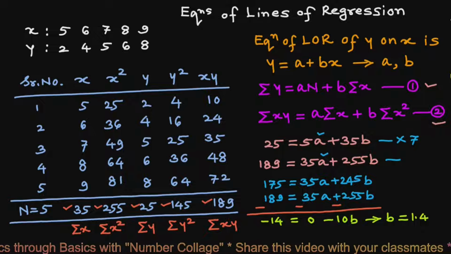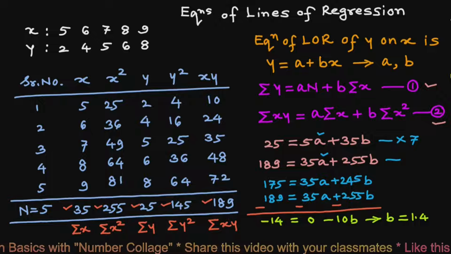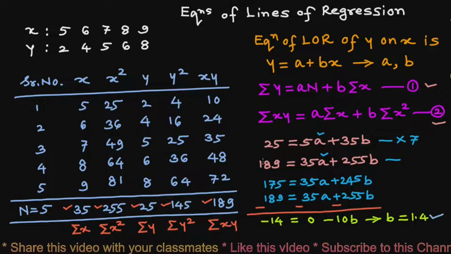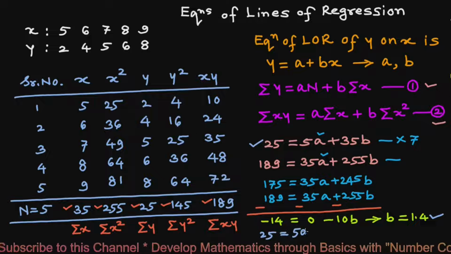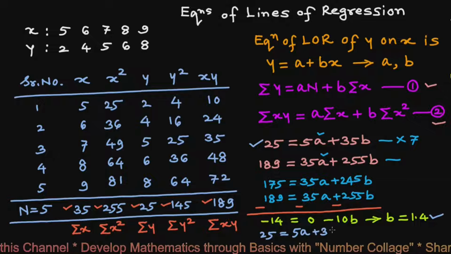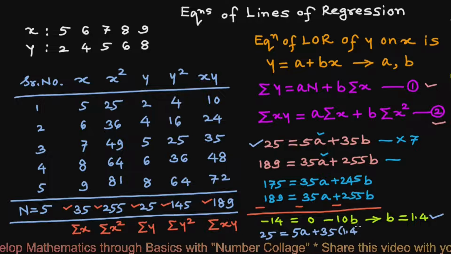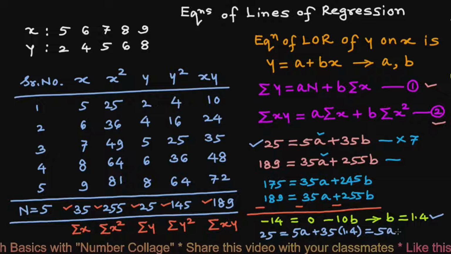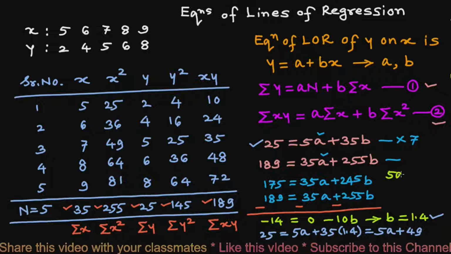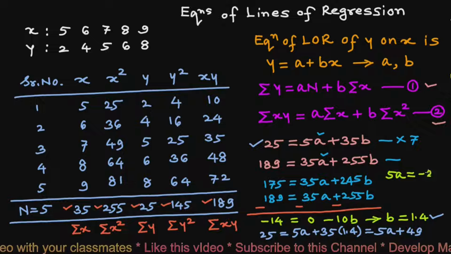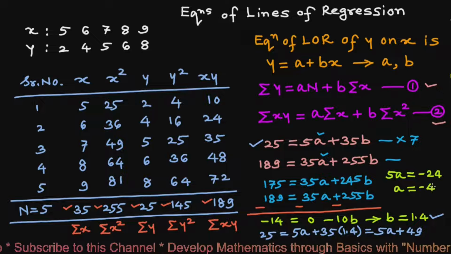In order to find the value of b, we will substitute this value of b in the first equation and write 25 equals 5a plus 35 into 1.4, that will be 5a plus 49. That gives 5a equals minus 24, or a equals minus 4.8.